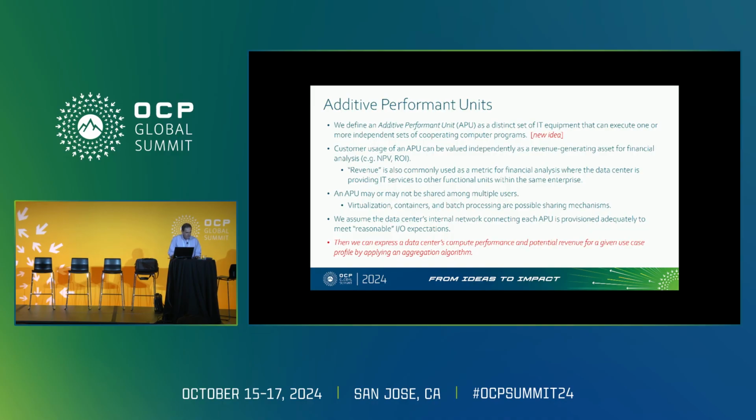In many cases, multiple users share an APU via virtualization, containers, batch processing, or some other sharing mechanism. Then we can express a data center's compute performance and potential revenue for a given use case profile by applying an aggregation algorithm. The trick here is that we don't attempt to directly aggregate compute performance. Instead, we aggregate revenue that results from each APU's compute performance.